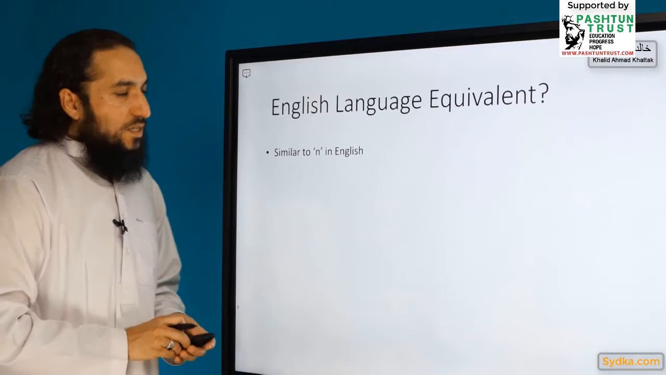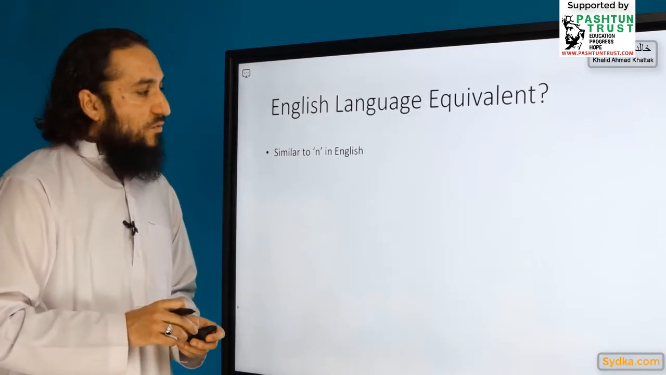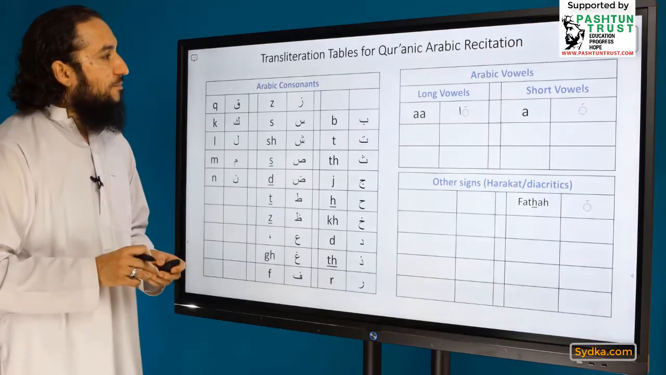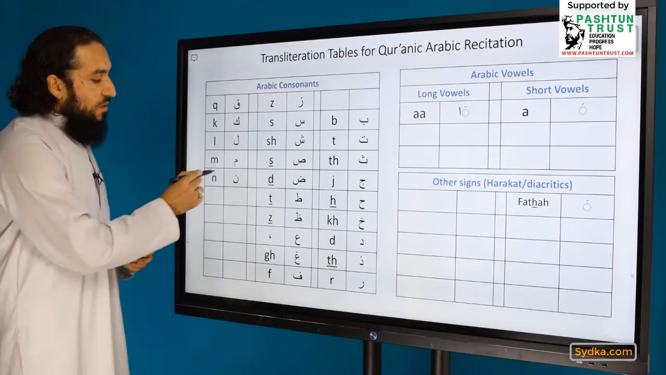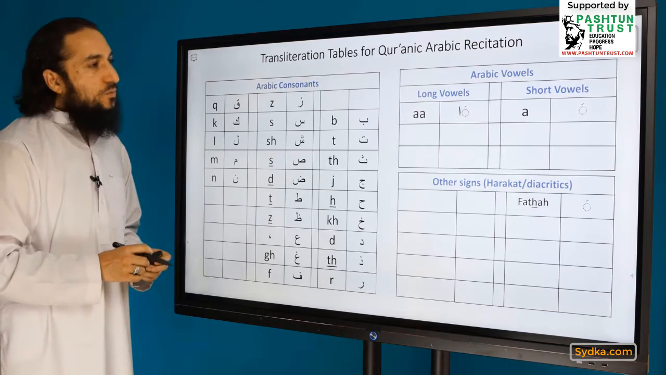The English equivalent of noon when it is pronounced clearly is the letter N. For transliteration purposes, we will be using the letter N to represent noon.